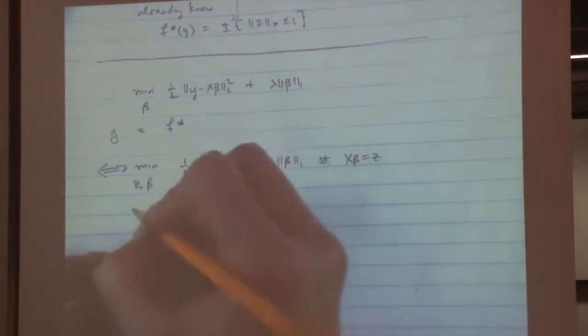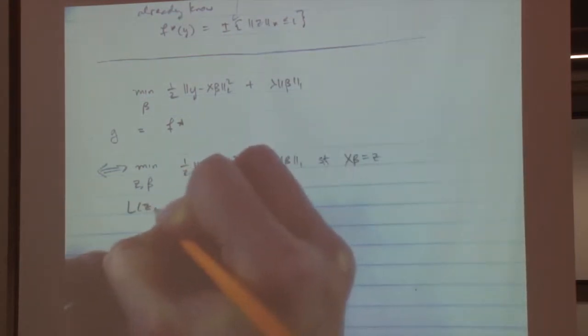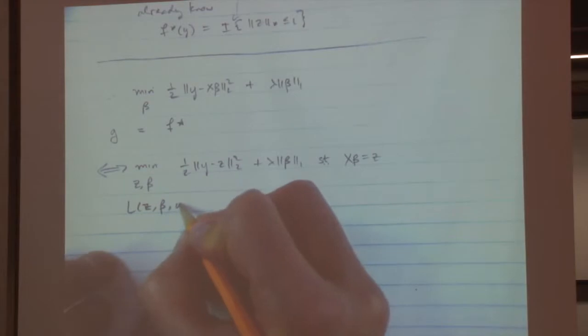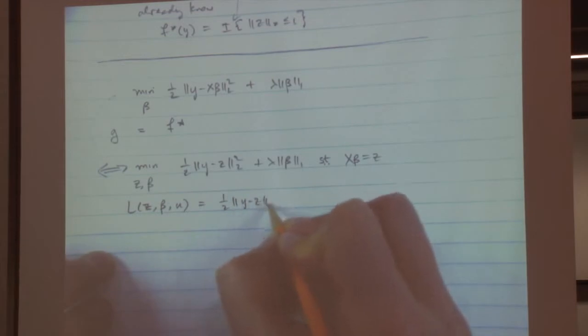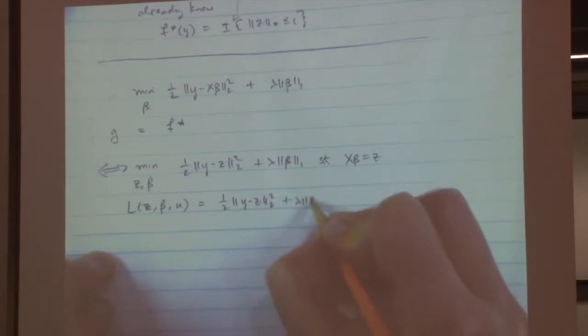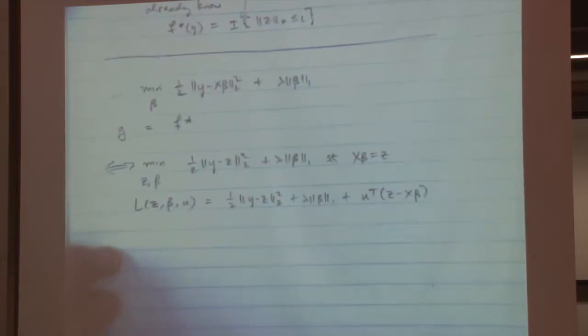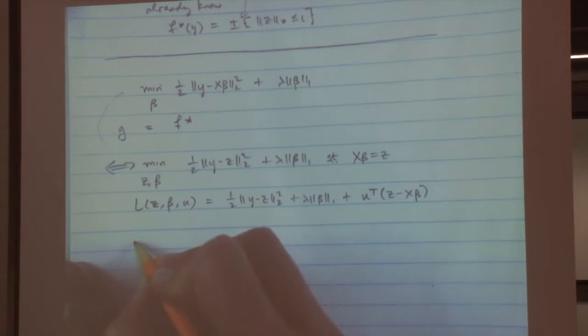Now the Lagrangian is what? The Lagrangian is a function of our primal variables, which in this case are z and beta, and a dual variable, which I'll write as u. I called it u on the slides. It's just the criterion plus u transpose times z minus x beta. So let's minimize that over all z and beta to get the dual function, which will be a function of u.